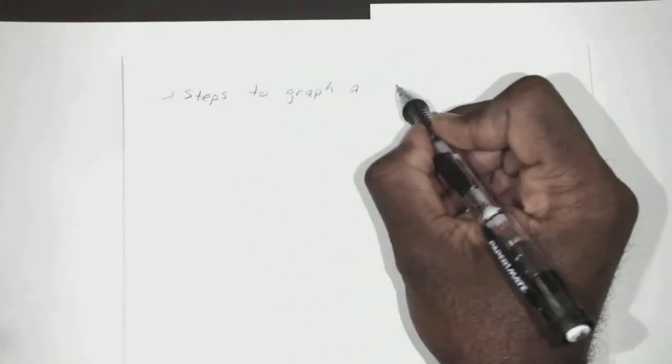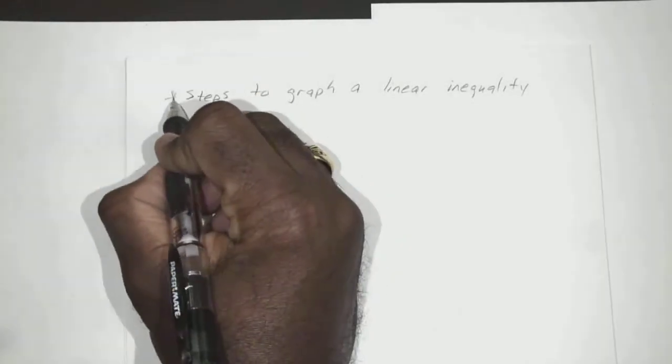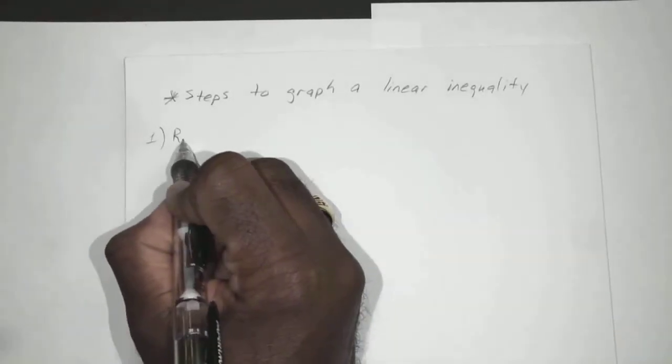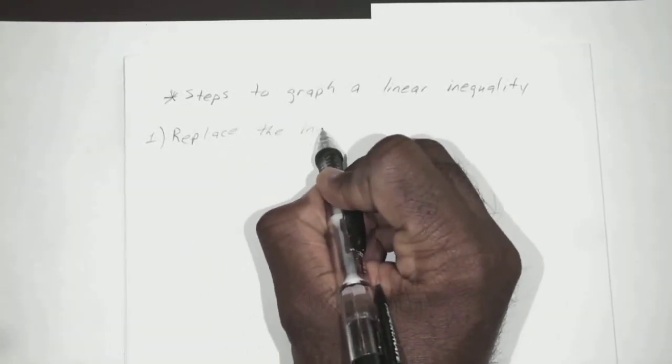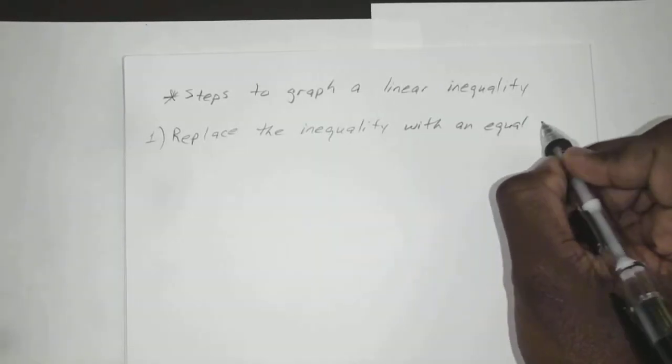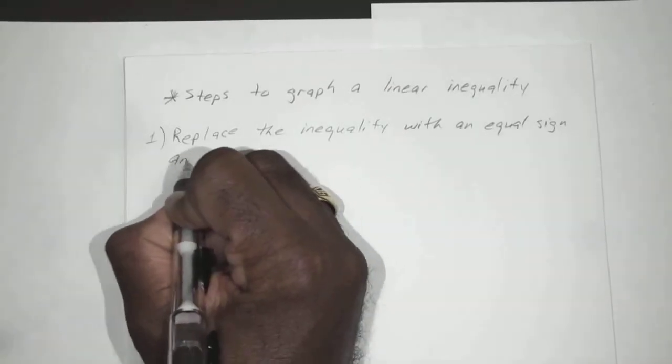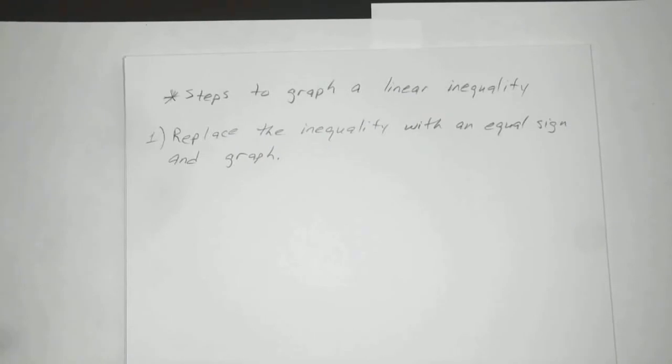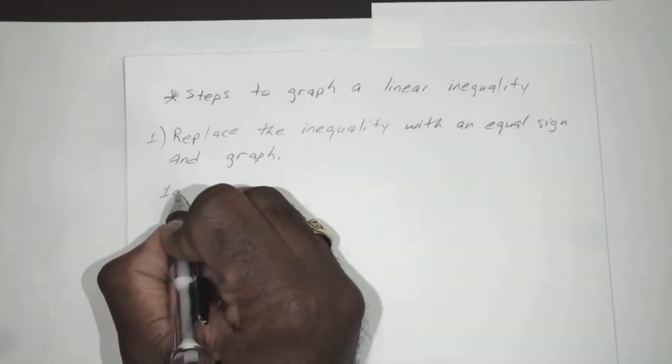Okay, so steps to graph a linear inequality. Okay. Now your first step is you're going to replace the inequality with an equal sign. And graph that. Okay. Now, once you replace that inequality with an equal sign, there are two possibilities to that graph.